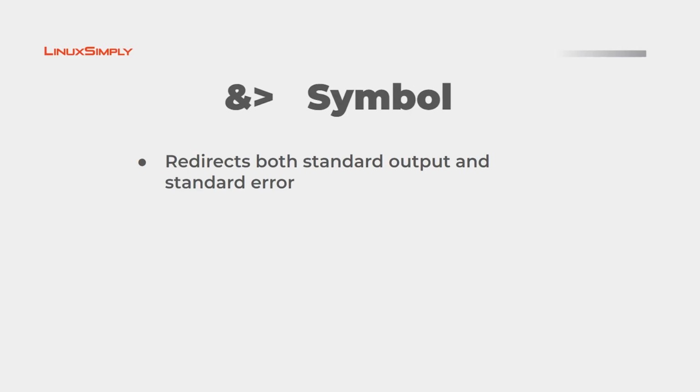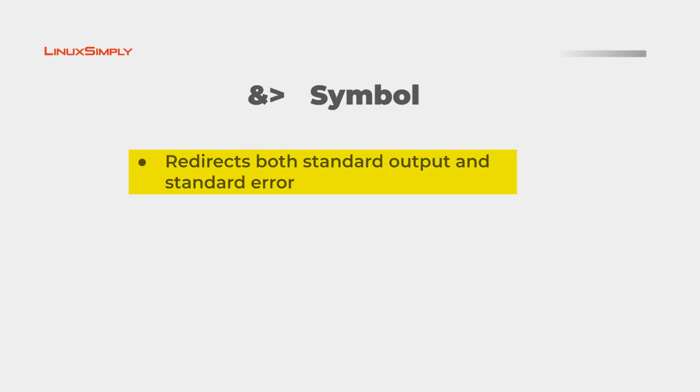Now I will talk about the ampersand and greater than symbol. Previously, I talked about the greater than symbol, which was used as an output redirection symbol. Now, using the ampersand and greater than symbol together has a special significance. That is, it is used to redirect both standard error and standard output to a file. Suppose you are redirecting the outputs of a command to a file. While running the command, if it results in an error, this symbol will redirect that error message to that file. However, if the command ran successfully, then it will redirect the output to that file.